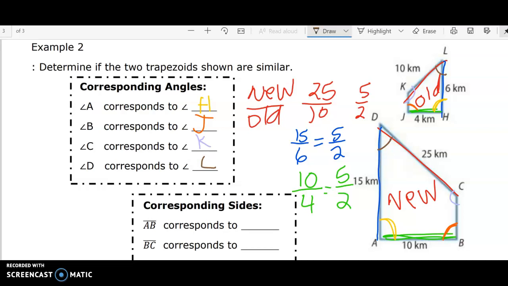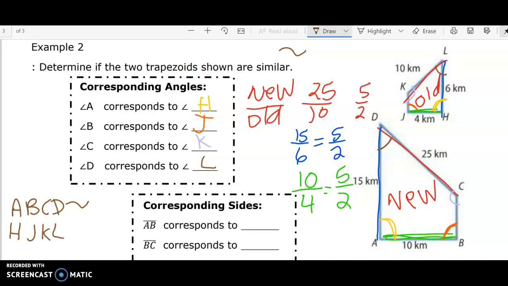So remember when I was talking about the similarity statement, I can already develop my similarity statement because I can go A, B, C, D is similar to H, J, K, L. Notice I went in order. And the reason I want to do that is because now I'm going to ask for corresponding sides.